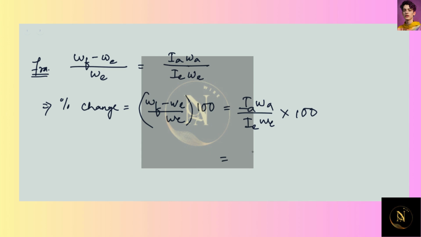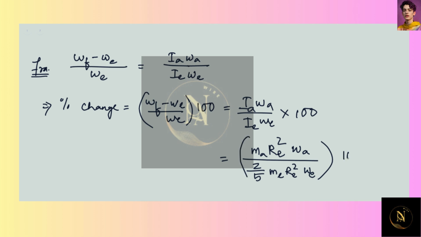So we can write IA to be equal to mass of the asteroid times radius of Earth squared times omega A, over 2/5 mass of the Earth times radius of the Earth squared times omega E. And we have to multiply this by 100 for the percentage change.